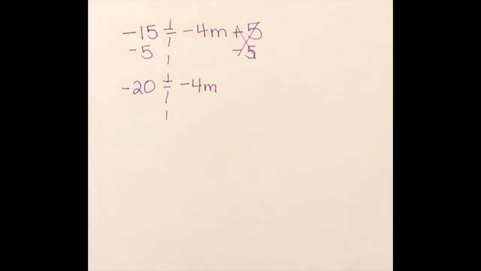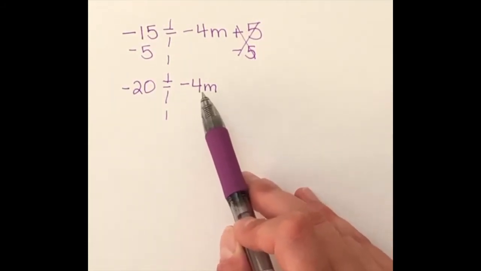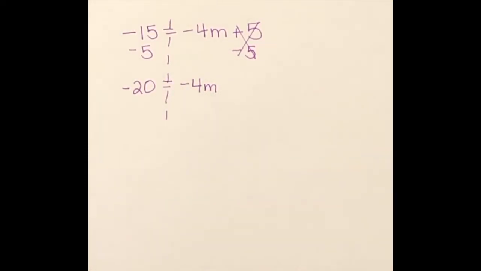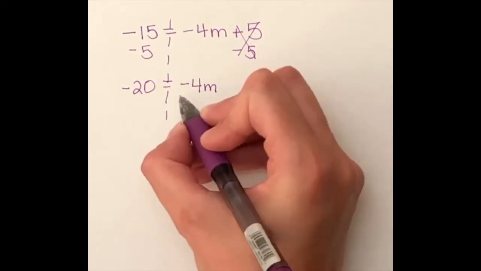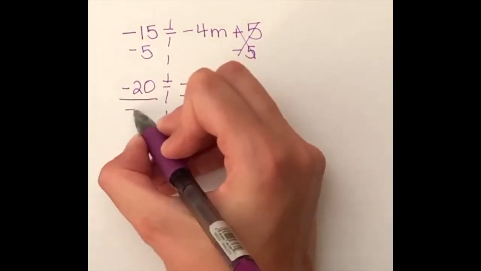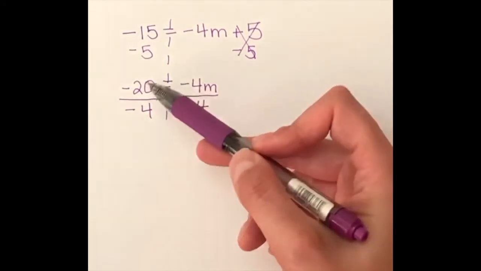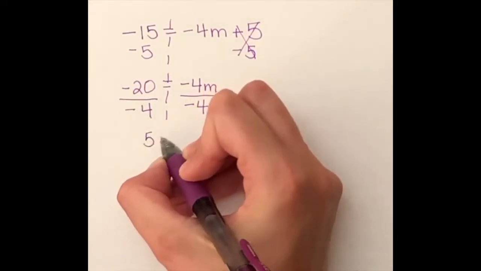Now we just have a little baby one-step equation. So we remember that this is really the same as negative 4 times m equals negative 20. Now, we know that multiplication fact. 4 times what is 20? That's right, 5. Well, in order to undo multiplication, we divide. So we're going to divide both sides of my equation by negative 4. And we remember that when we divide a negative by a negative, we get a positive. So that's going to be a positive 5.